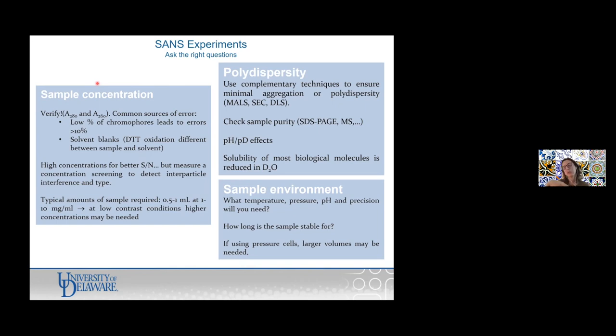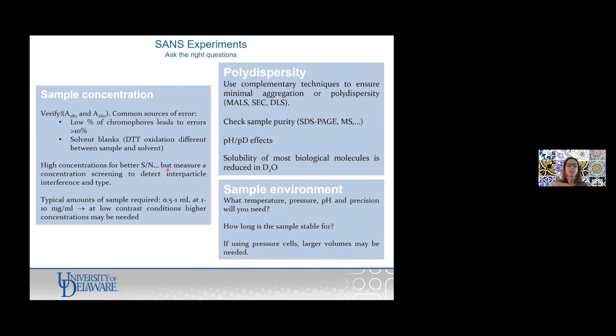And one of them is your sample concentration. So you don't want to have errors in your sample concentration. You can be the most perfect pipetter in the world and you can have the best lab techniques and still have issues with your sample concentration. So you want to actually verify the concentration of the sample that you're using. There are many sources of error when you're measuring concentrations, so you want to know that parameter accurately. Higher concentrations in general are better for the signal to noise.